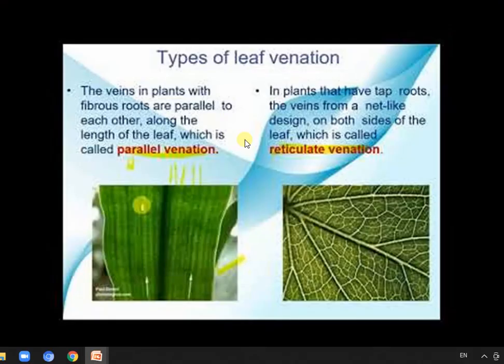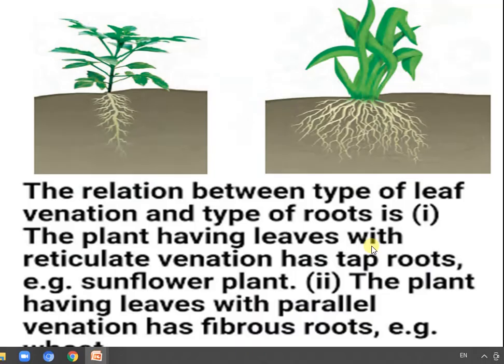Is there any relation between venation and root system? The veins in plants with fibrous roots are parallel to each other along the length of the leaf, which is called parallel venation. In plants that have tap roots, the veins form a net-like design on both sides of the leaf, which is called reticulate venation.